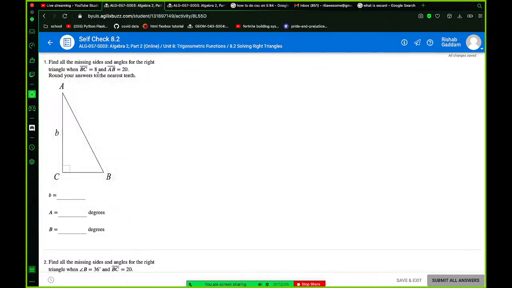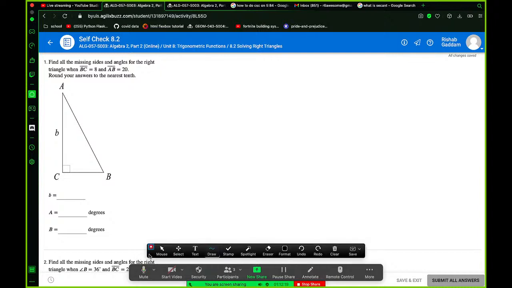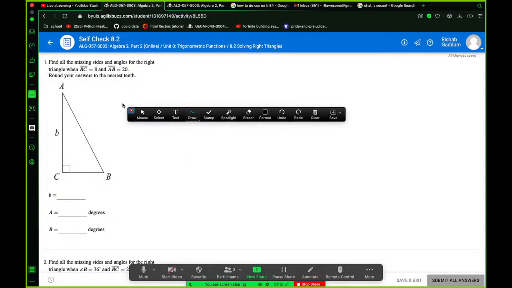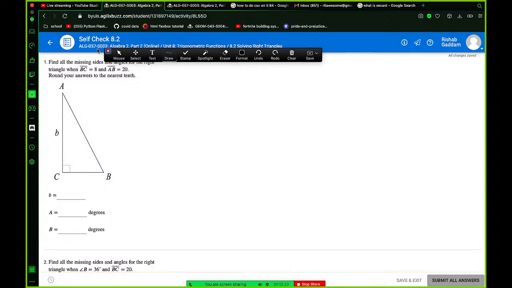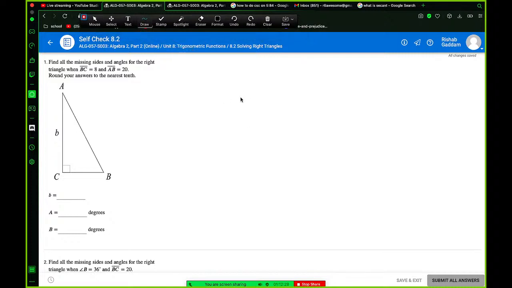Okay, so find all the missing sides and angles for the right triangle when BC is equal to 8 and AB is equal to 20. Round your answers to the nearest tenth. So let's look at what this is saying. Okay, let me get my drawing tools. Basically, you have a triangle when BC is equal to 8.